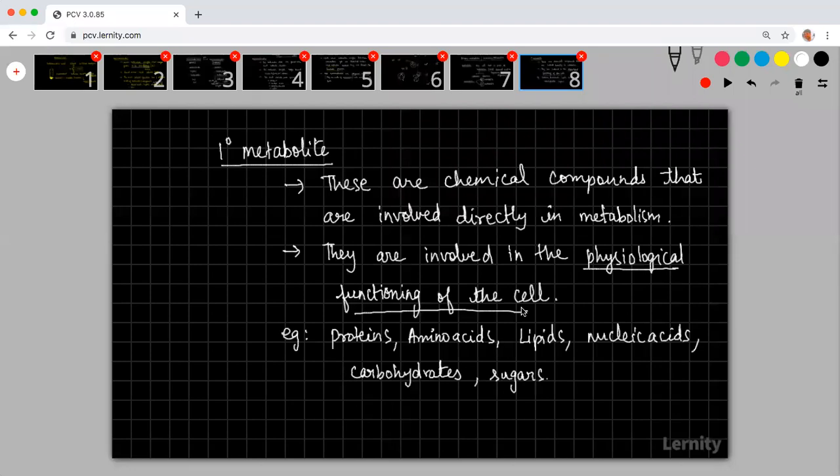If I'm eating egg, it will be broken into amino acids. Amino acids are used to build proteins in my body. So egg has a different form of protein. It is broken down into amino acids, and those amino acids are built into protein again. So amino acids and protein will be considered primary metabolites.